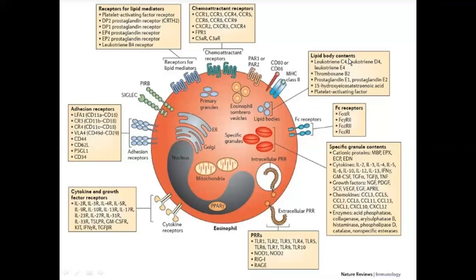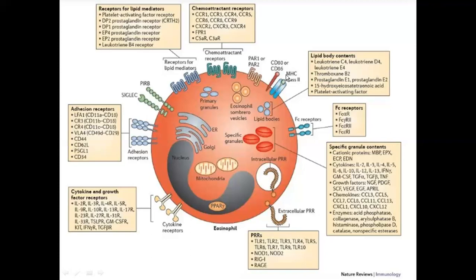Then there are lipid body contents in the form of leukotriene C4, leukotriene D4, leukotriene E4, thromboxane B2, etc., and prostaglandins. All these are tissue hormones. For instance, these prostaglandins give us the sensation of pain when there's some inflammatory situation in the body and you feel pain. That is because of the prostaglandins affecting the sensory nerves, and you feel that there's some problem inside your body.